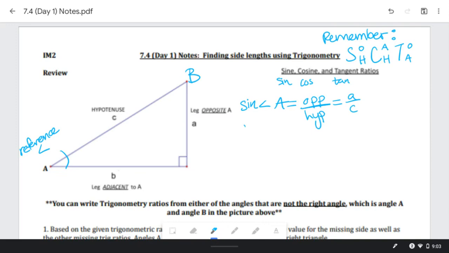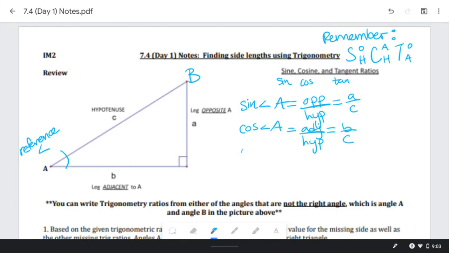If I look at my cosine of the angle A, that's adjacent. Remember, adjacent means that it's next to, and it does touch that angle. So it has to be the side that touches the reference angle. And that's adjacent over hypotenuse. Your hypotenuse does not change even if your reference angle changes. So that's going to be B over C.